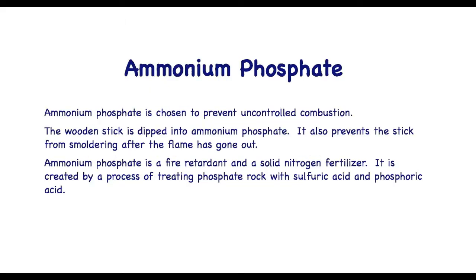Ammonium phosphate. Ammonium phosphate is chosen to prevent any uncontrolled combustion. The wooden stick is dipped into ammonium phosphate. It also prevents the stick from smoldering after the flame has gone out. Ammonium phosphate is a fire retardant and a solid nutrition fertilizer. It is created by a process of treating phosphate rock with sulfuric acid and phosphoric acid.